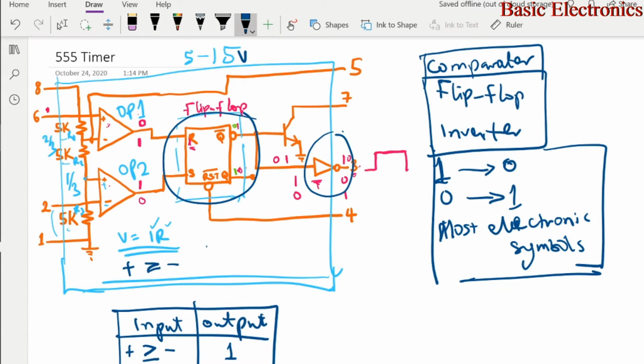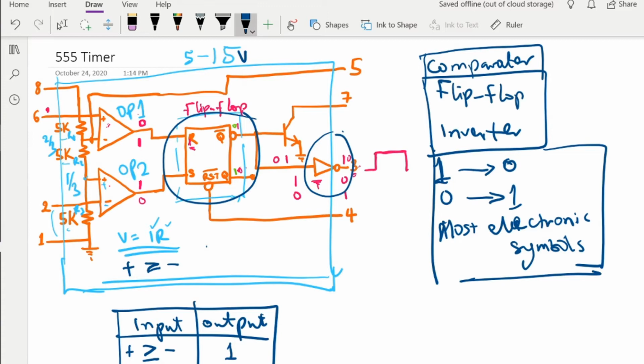There are two outputs in the flip-flop. There is a Q output, which is the normal output, and then the not Q output, which is the inverted output. In the configuration of the 555 timer, it uses the not Q output to connect to the load or the output. So when the flip-flop is set, the not Q will be 0, and when it is a 0, the inverter here will invert that state from a 0 to a 1, and the output will be high.